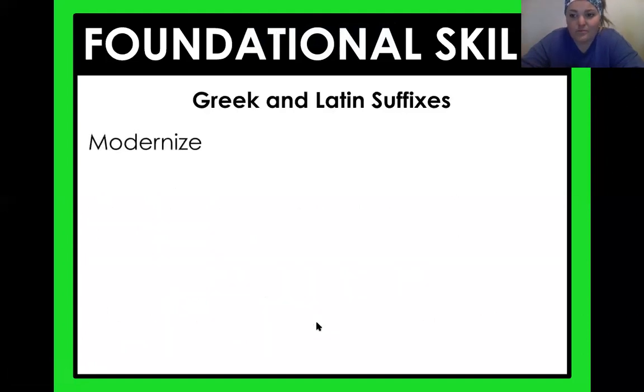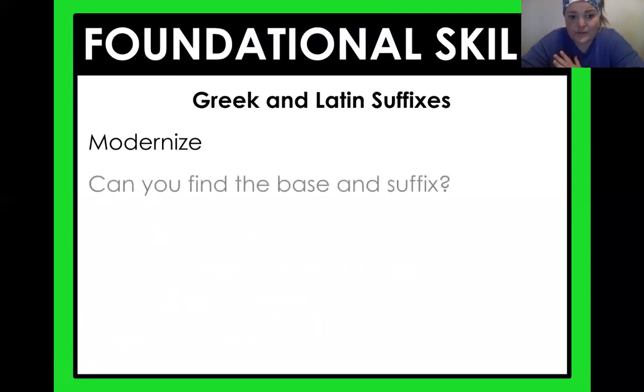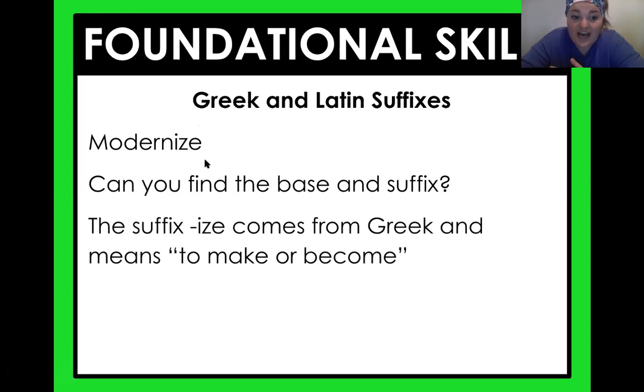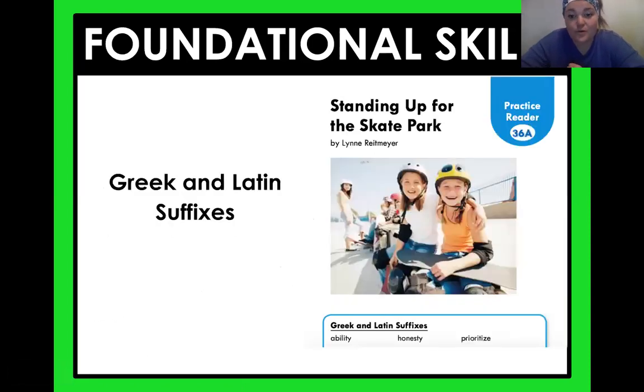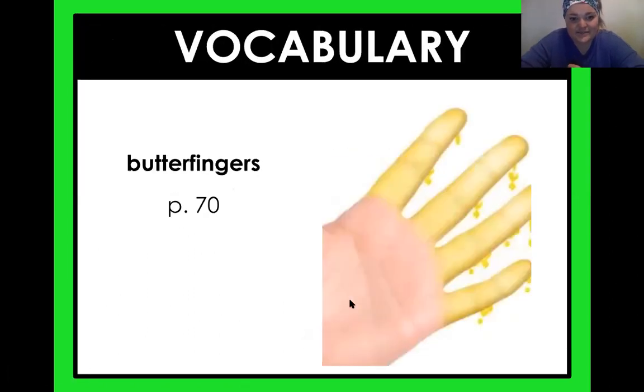Another example is modernize. What in the world does this word mean, fourth graders? Can you find the base and the suffix? Well, we know the suffix is -ize, and it comes from Greek, and it means to make or become. So it's making something more modern. What does that mean? It means to make it more modern or relate to the present time. We are going to be reading Standing Up for the Skate Park today, and you're really going to focus on those Greek and Latin suffixes.